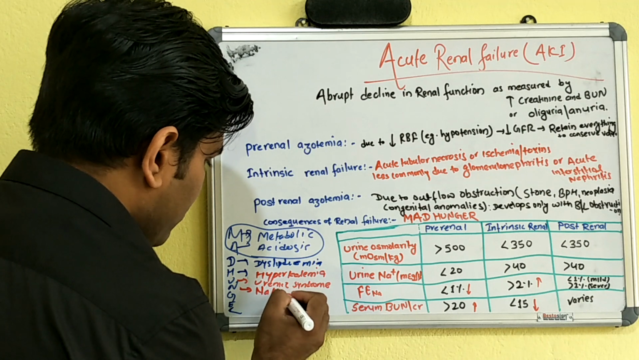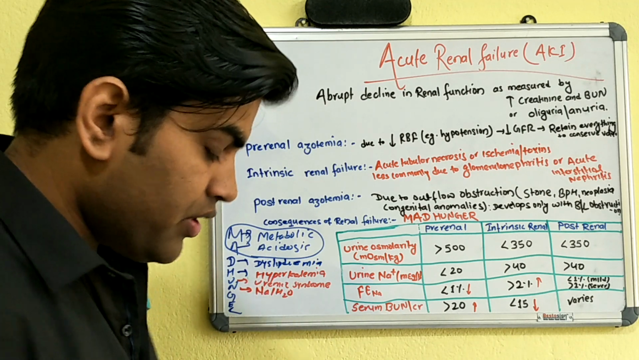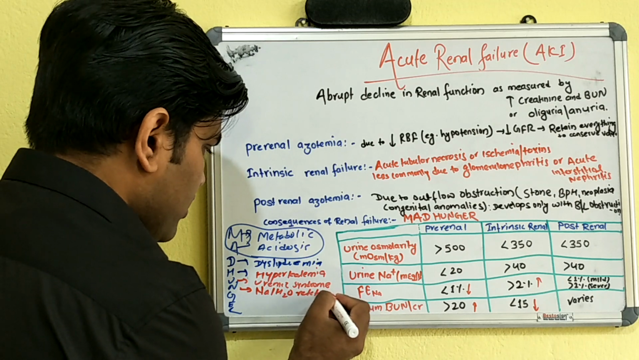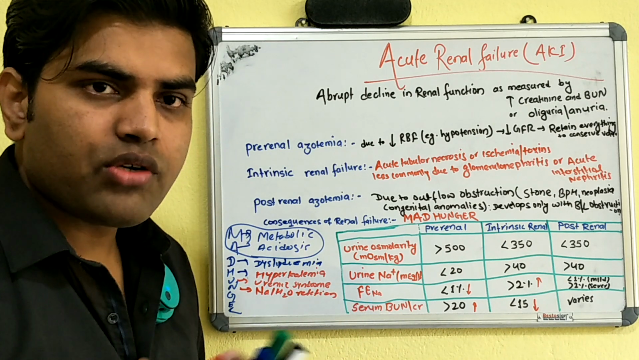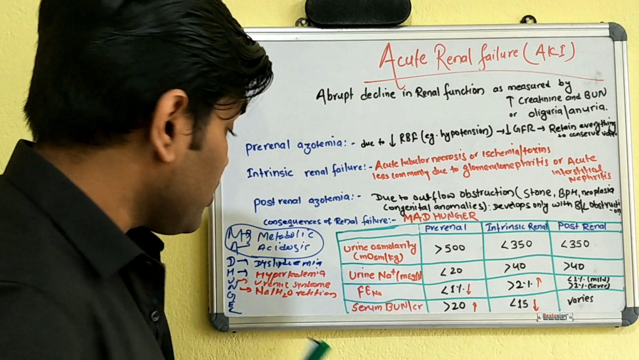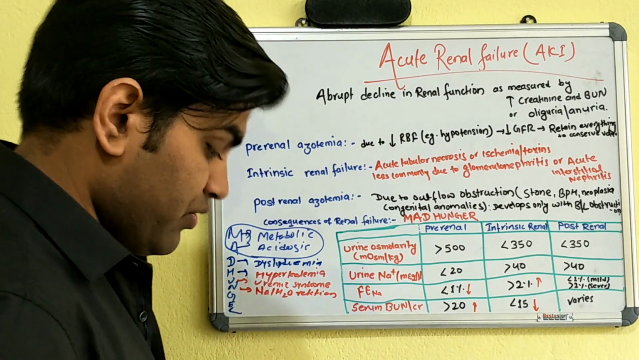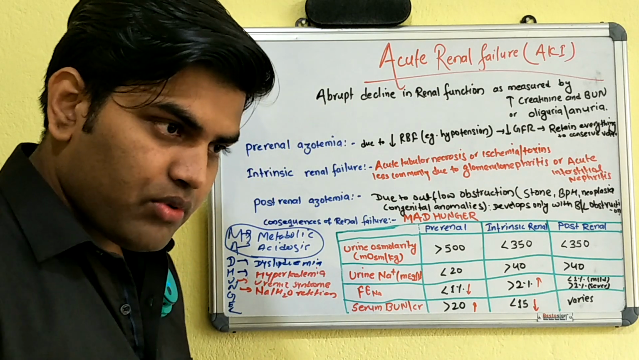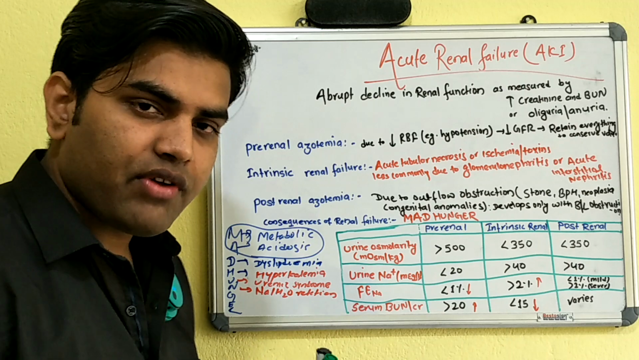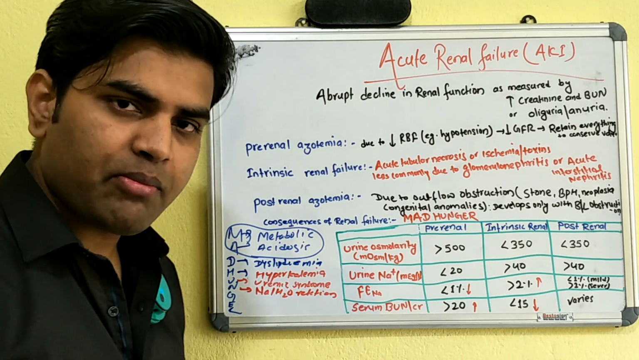Okay. Then comes N, which is sodium and water retention. If there is more water in the body, what will happen? There will be development of hypertension and heart failure. These are the consequences of increased sodium and water retention, and they will also develop pulmonary edema. So the consequences of sodium and water retention are hypertension, which is the main one, then heart failure and pulmonary edema.